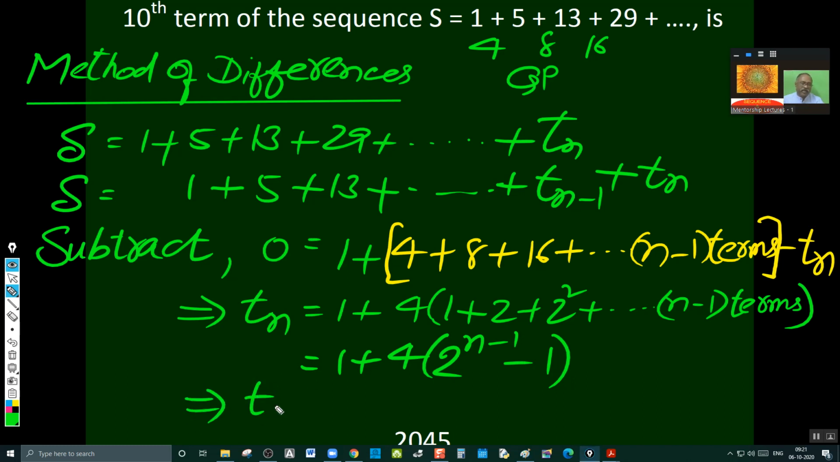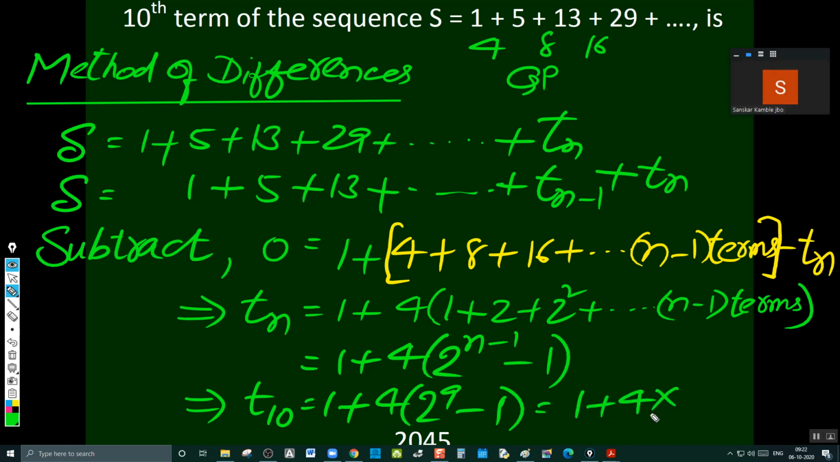Now what we need is T10 please, T10. 1 plus 4 into 2 power 9 minus 1 please. Anyone to simplify and tell me please. I think 2 power 4, 16, 16 into 16, 256. So 512 minus 1. 1 plus 4, 2045. 512 minus 1 means 511. Yeah. Check the answer, it is there.